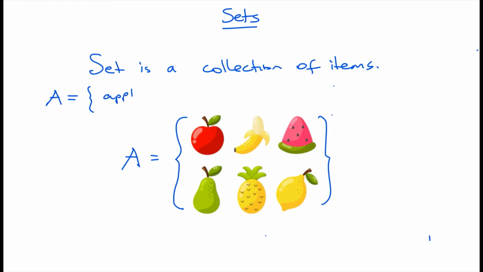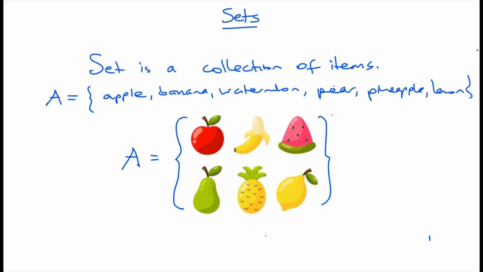So I can go apple, banana, watermelon, pear, pineapple, and lemon. Okay, so that is my set A. Now this particular set A has 6 items in it. So we say that this set has 6 elements. An element is just something that belongs in the set.